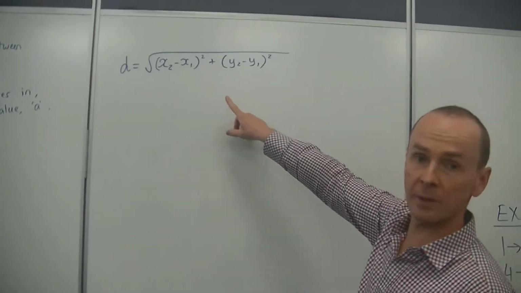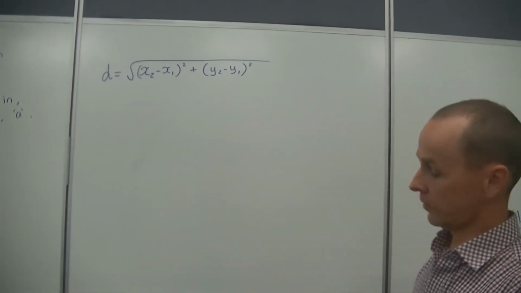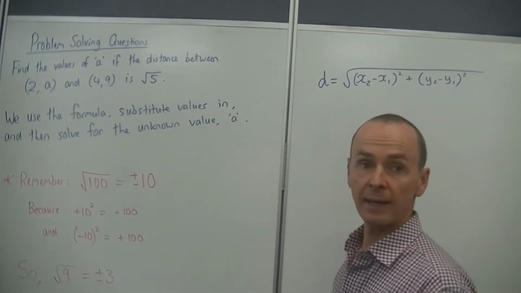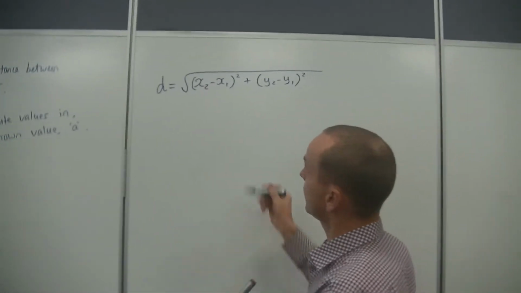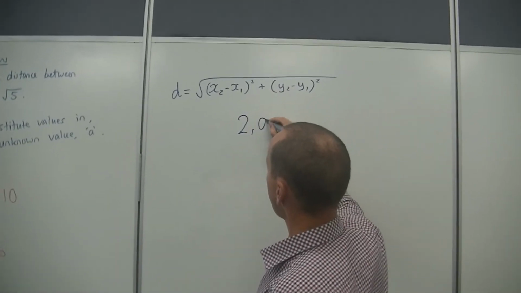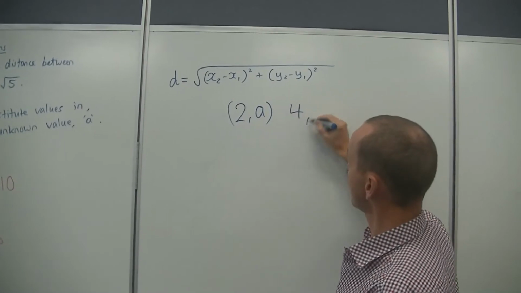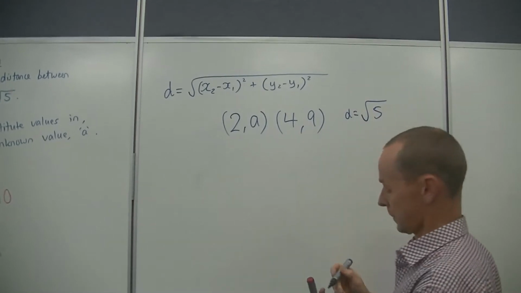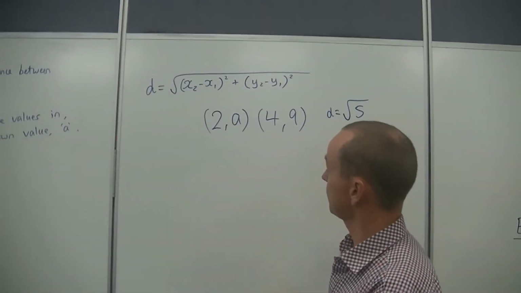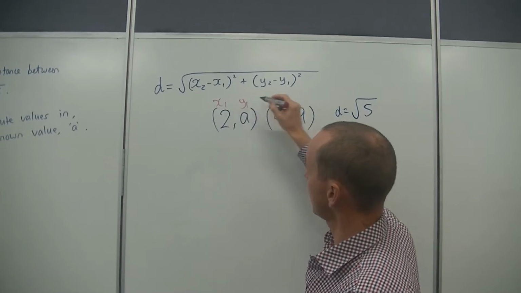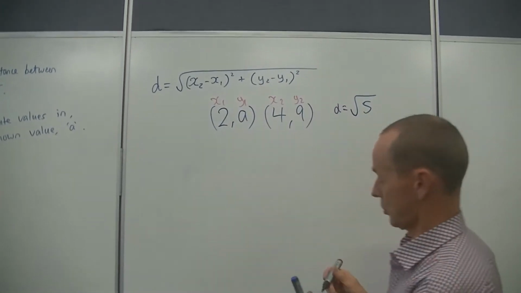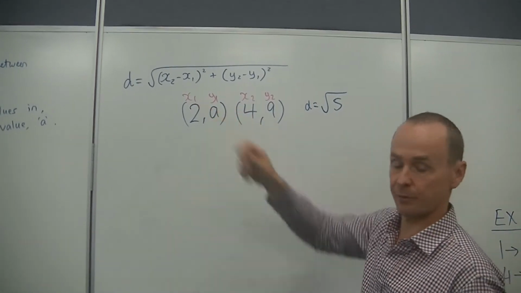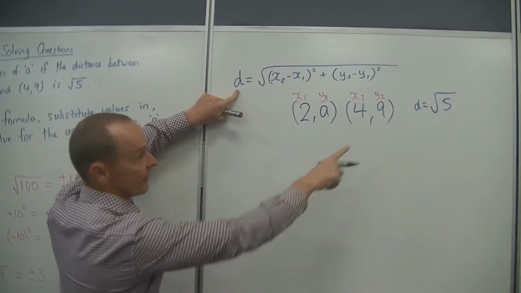So, we've got our formula written out there, and all the information is back over here. So the first thing we do is label the points. I'll do it all on one page for you. So I'll do it here. 2, A is 1 point, 4, 9 is the other point, and my distance is root 5. Alright, so we label the points. I'll do it in another colour. So we've got x1, y1, x2, y2. So the steps are label your points and then substitute them into this formula. So let's do that right now. D is root 5.